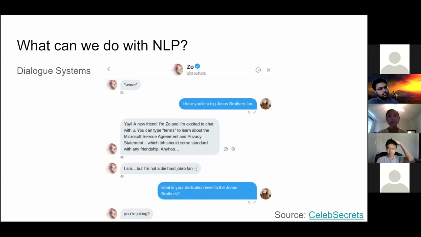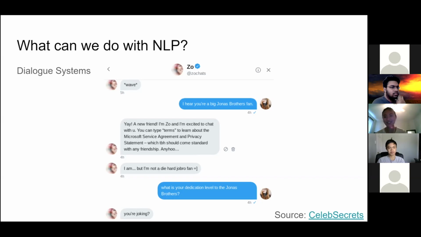Another high profile application has to do with dialogue systems, like the tweet bot that Microsoft came out with. This is Microsoft Zo. This is an interesting example because the dialogue is very colloquial. Someone waves, and then says, "I hear you're a big Jonas Brothers fan." And Zo will respond with emojis and shortened versions of words like the letter U or TBH, et cetera. So this is all very cool.